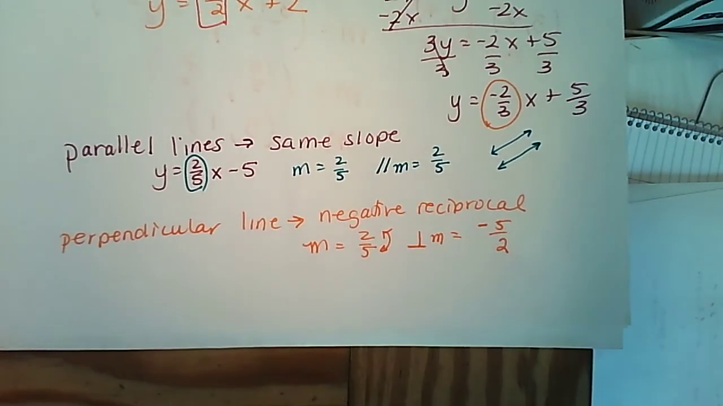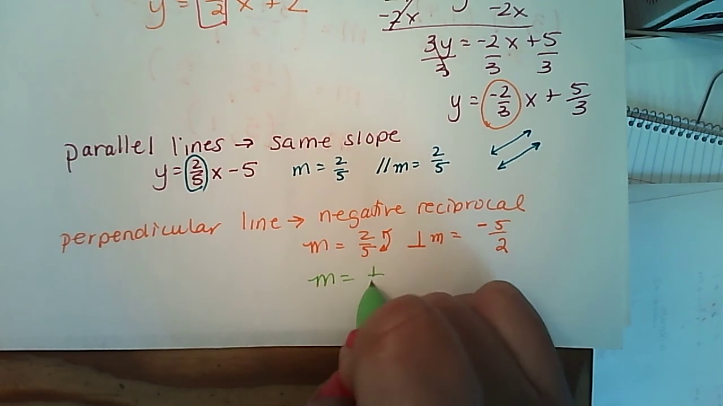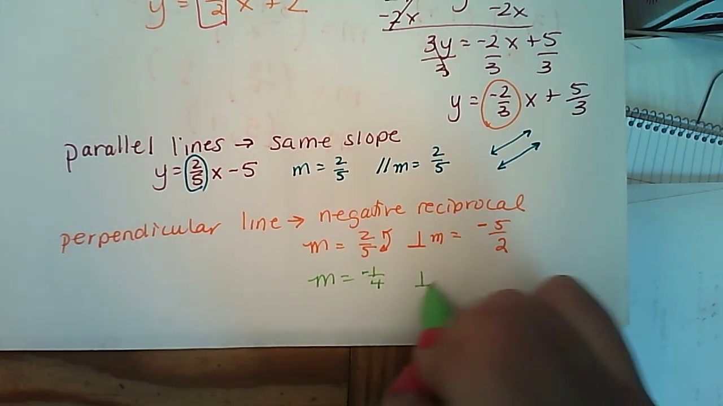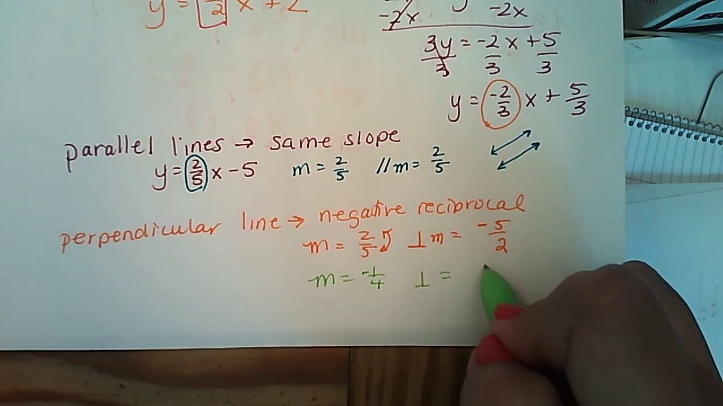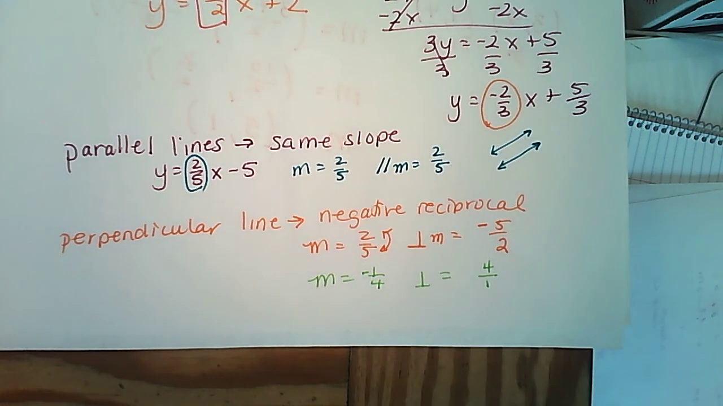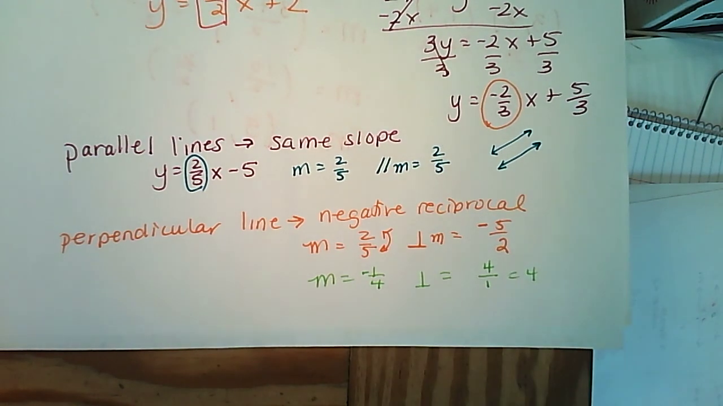Let's look at that one again with a different one. Let's just say my slope is negative 1/4. Then my perpendicular slope takes the opposite, or the negative of that, so that's positive, and flips it. So it's 4/1, which equals 4. And we'll just do one more.